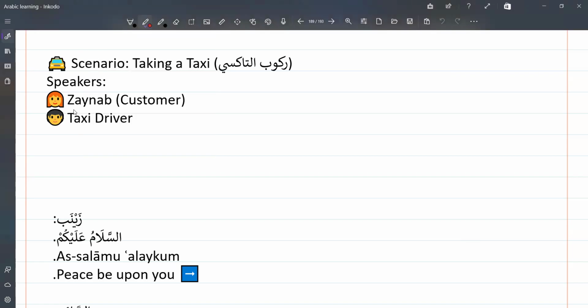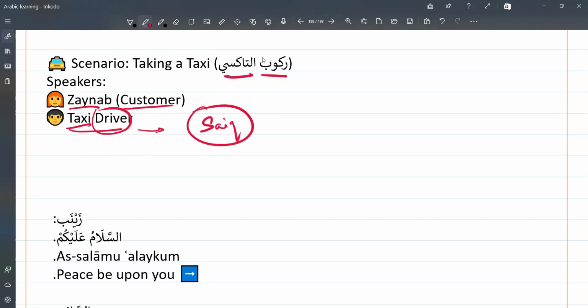In this role play, we have two persons. One is the customer named Zainab, and the other is the taxi driver. The driver in Arabic is called Sa'iq. Sa'iq means driver in Arabic, and taxi is called taxi. When we say rukubat taxi, the word rukub means riding a taxi or taking a taxi.